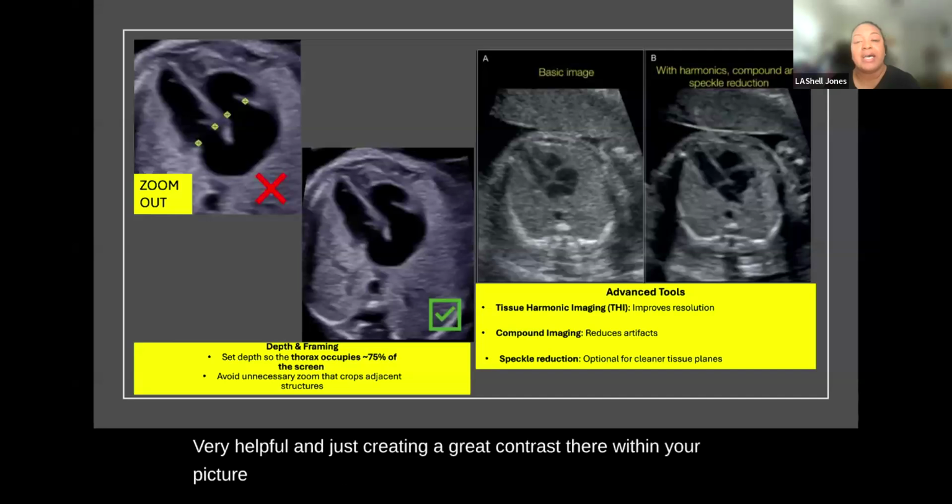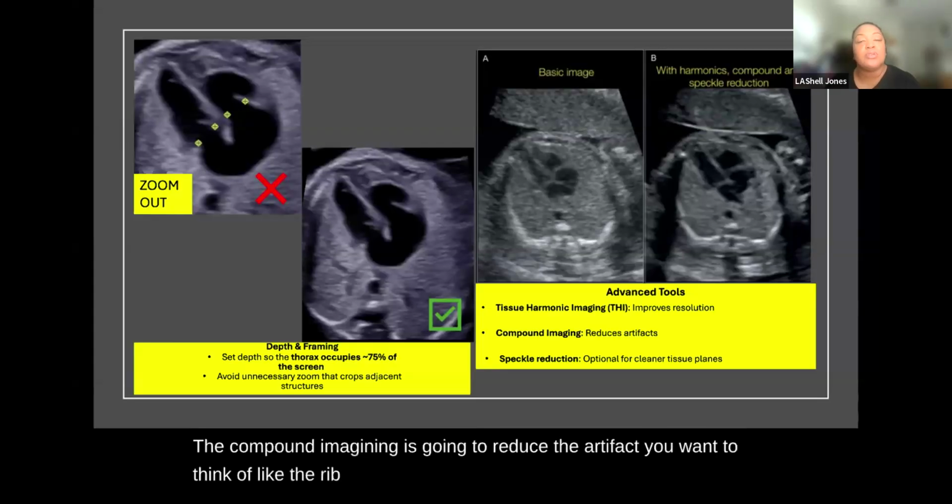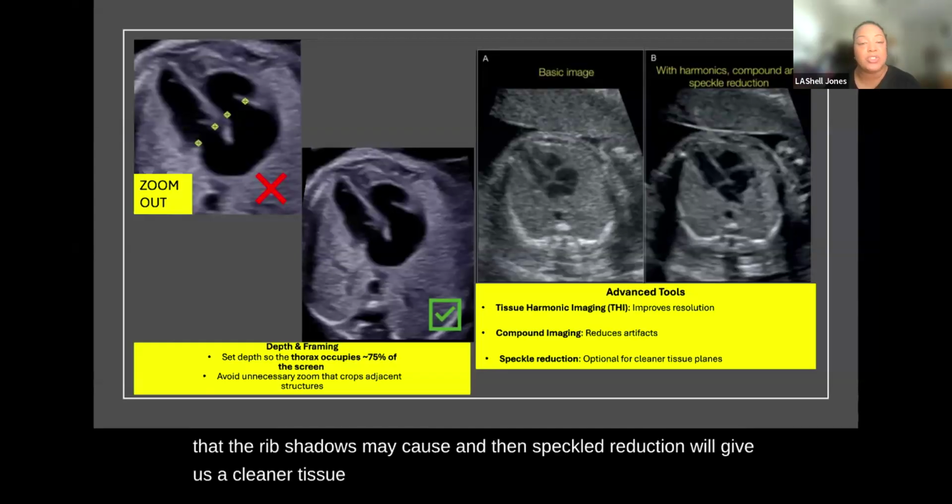So with tissue harmonics, it's going to improve your resolution. The compound imaging is going to reduce the artifact. You want to think of like the rib shadowing. So you want to reduce those artifacts that the rib shadows may cause. And then speckle reduction will give us a cleaner tissue plane, which you can see in the demonstration.